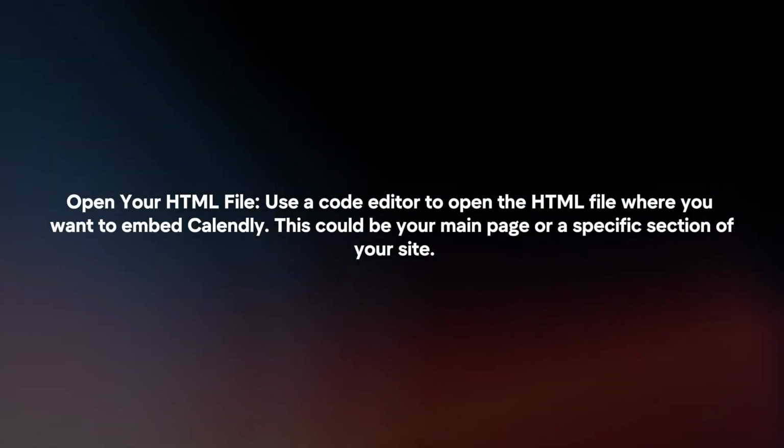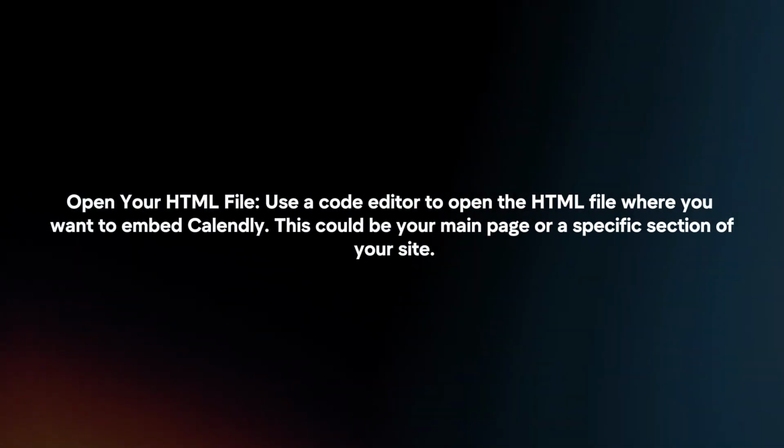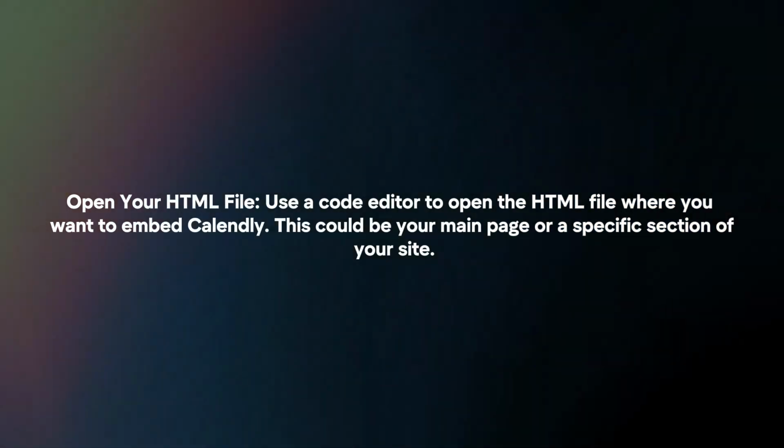Open your HTML file. Use a code editor to open the HTML file where you want to embed Calendly. This could be your main page or a specific section of your site.